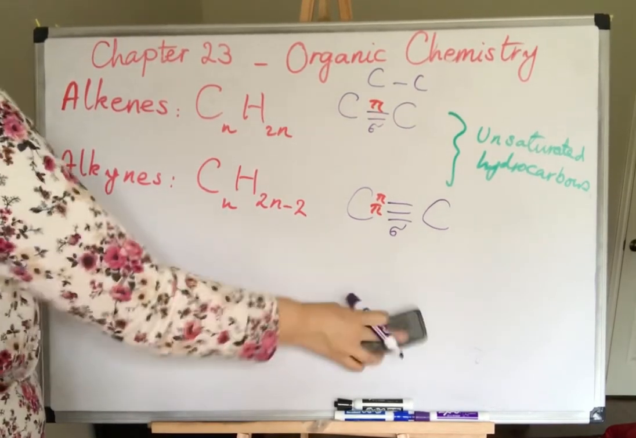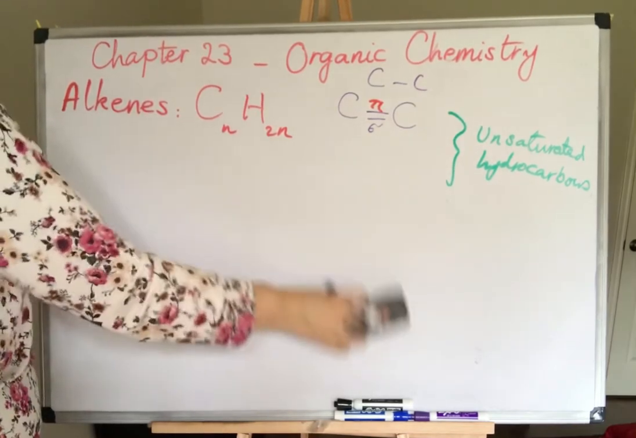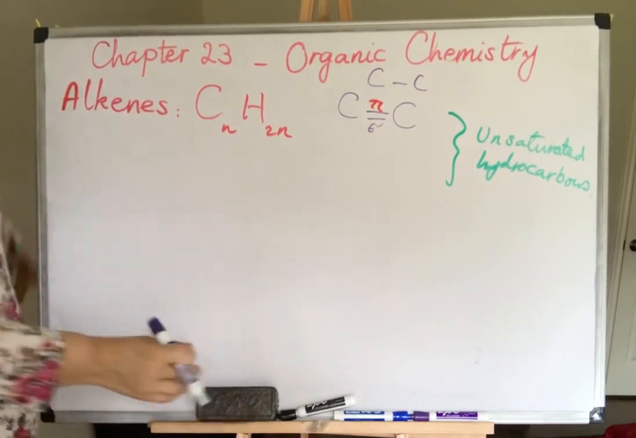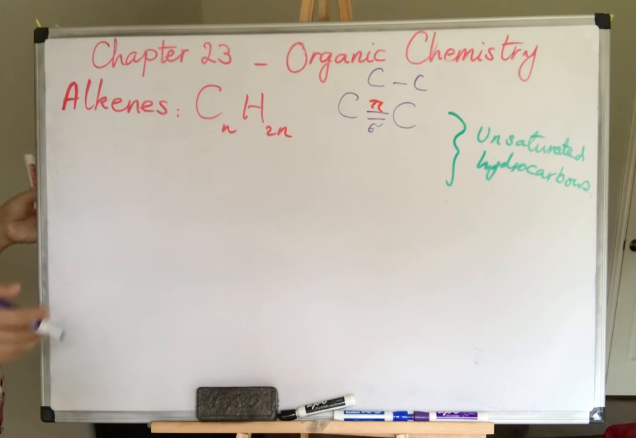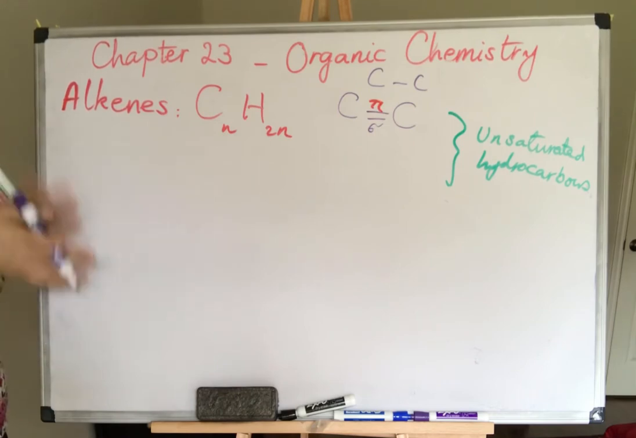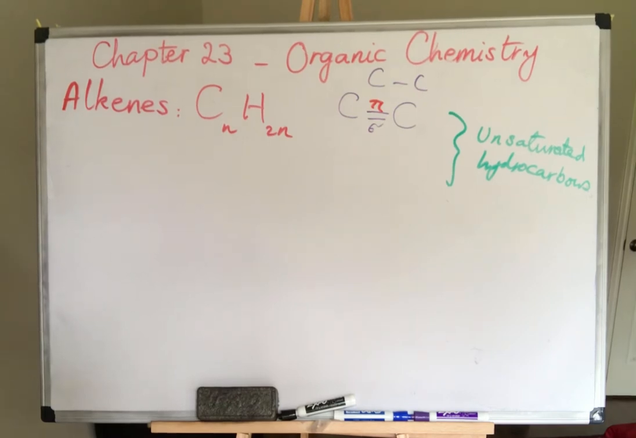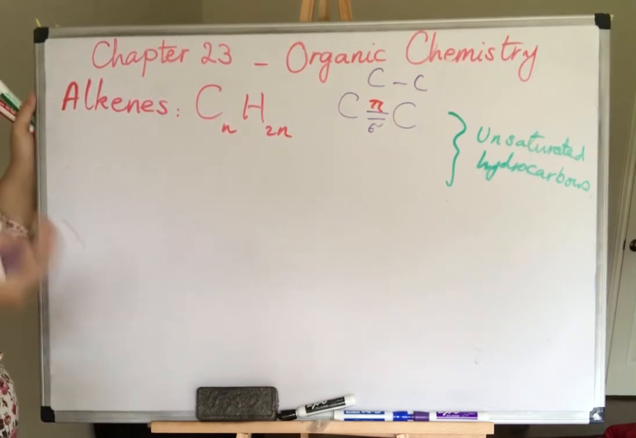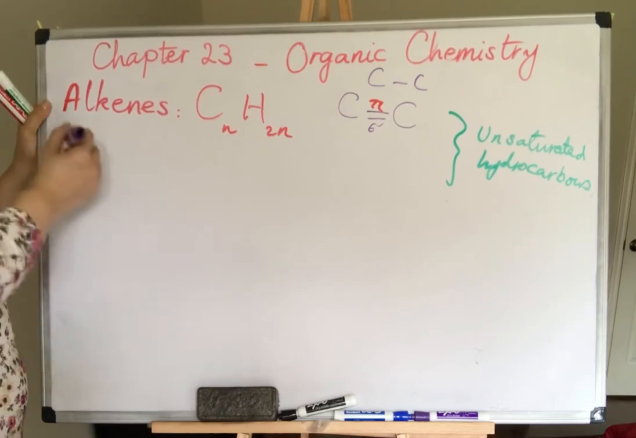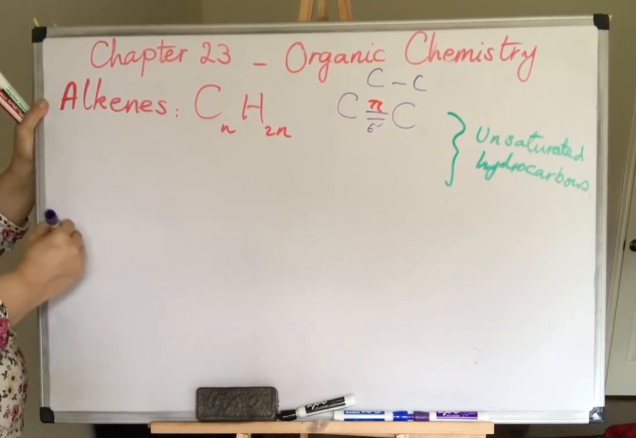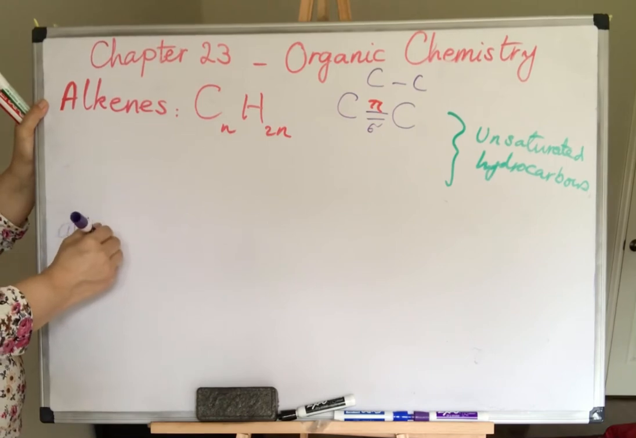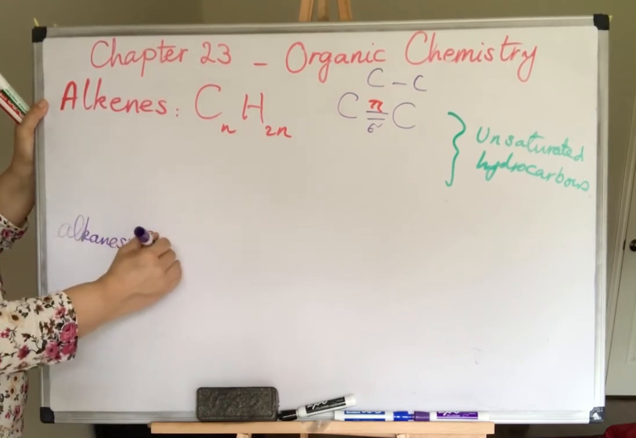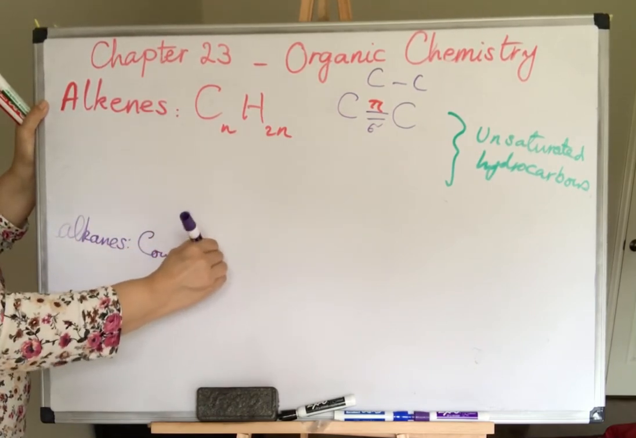So, for alkenes, the structure for alkanes was very easy and straightforward because all the bonds were single bonds. For alkenes, you might have, and for alkanes, remember, you just have constitutional or structural isomers. Constitutional isomers.